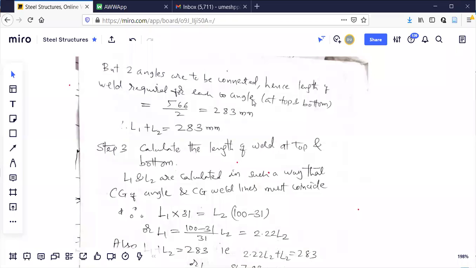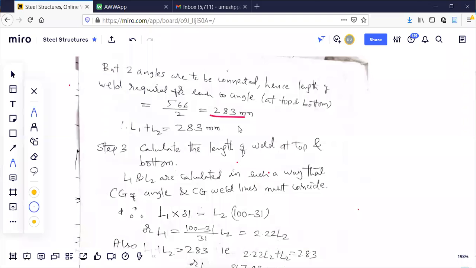See, total force is 400 kilonewton. To resist the total force, the length requirement was 566. But there are two angles. For each angle I should apply 283 mm length. This is the length of the weld for each angle. Okay, is this clear?